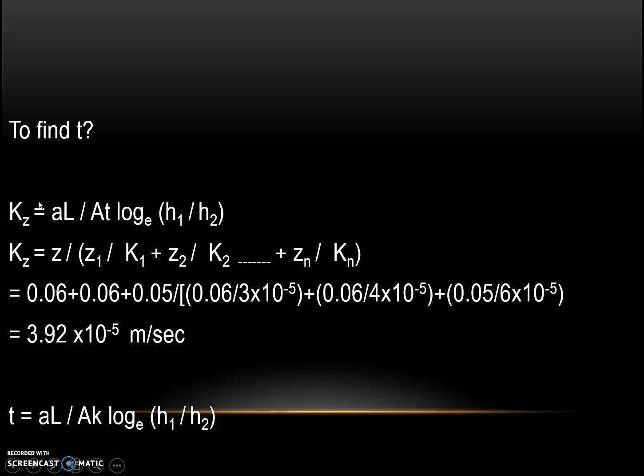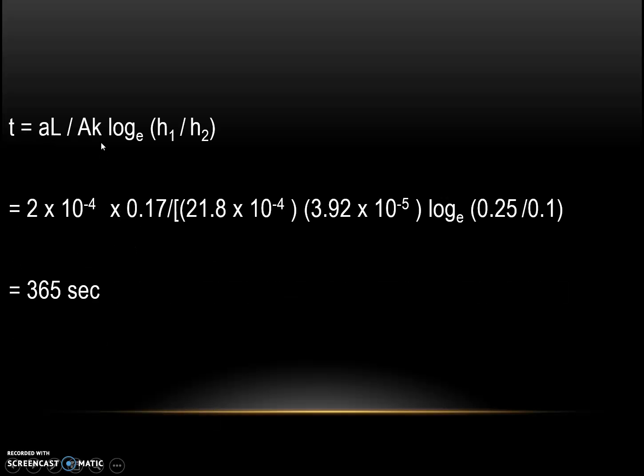So first we will find out what is Kz. So Kz is equal to Z whole divided by Z1 divided by K1 plus Z2 divided by K2 till Zn divided by Kn. Z is Z1 plus Z2 plus Z3, that is 0.06 plus 0.06 plus 0.05, divided by Z1 is 0.06, K1 is 3 into 10 raised to minus 5, Z2 is 0.06 and K2 is 4 into 10 raised to minus 5, Z3 is 0.05 divided by K3 is 6 into 10 raised to minus 5. So Kz is equal to 3.92 into 10 raised to minus 5 meter per second.